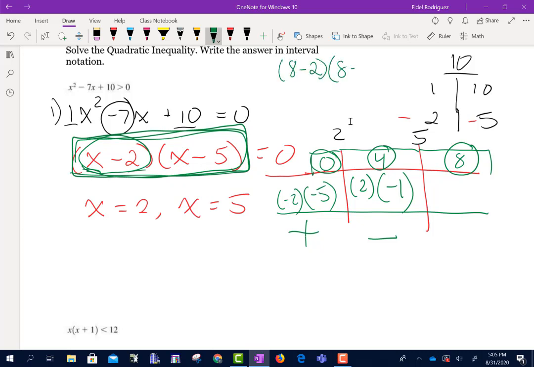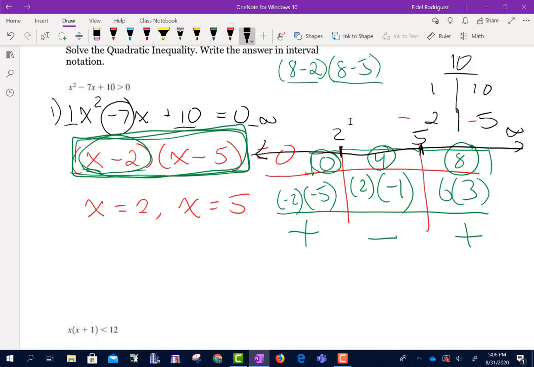Okay. Now I'm going to do it again. I'm going to take this number 8 and I'm going to plug it back into this expression right here. So if you want to know what I'm doing this: 8 minus 2, 8 minus 5. What's 8 minus 2? That's 6. What's 8 minus 5? That's 3. Would that number be positive or negative? That would be positive, right?